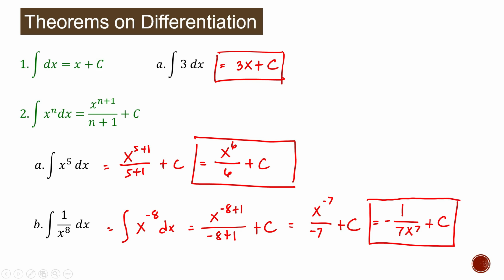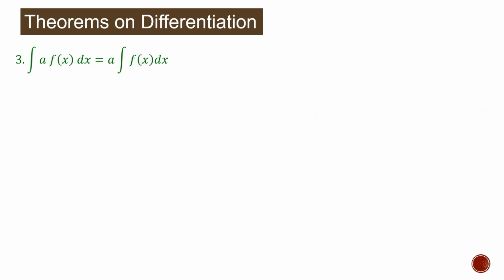Alrighty. Let's go to theorem number 3. Now in this theorem, there is an a, that's a number. So it's a coefficient, a multiplier, a factor. What we can do is take that out of the integral symbol, and then find the antiderivative of the function, and that will be basically the procedure.